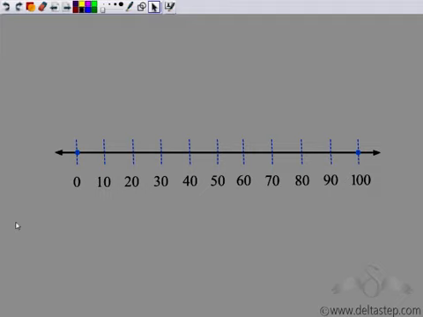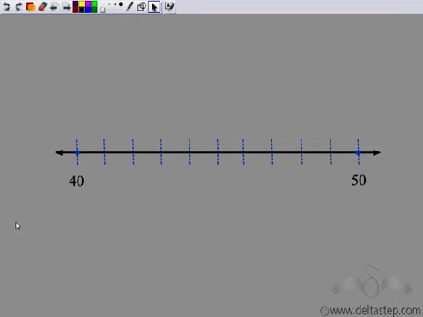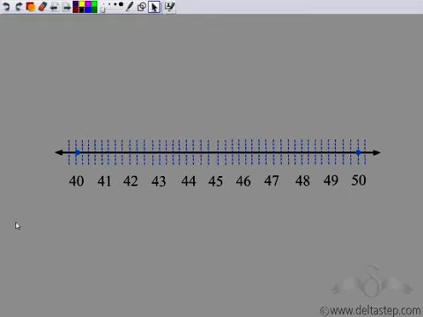Let's say between 40 and 50. So again, we can divide this into 10 equal parts and we get ones, which is 41, 42, 43 and so on till 49. So now, can I again find a number between any two consecutive ones? Let's say between 42 and 43. Can I find a number?